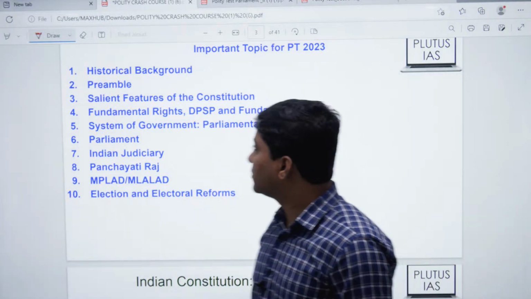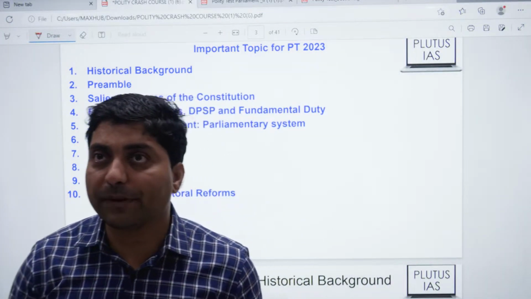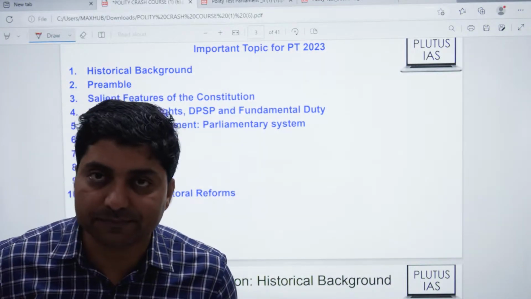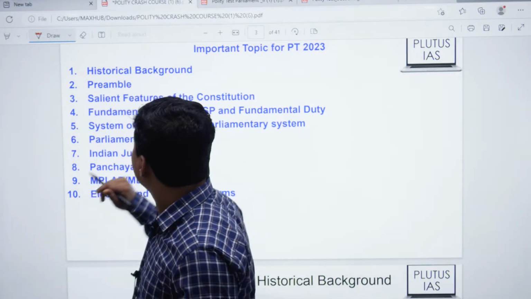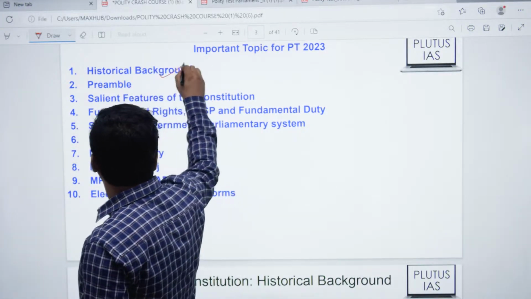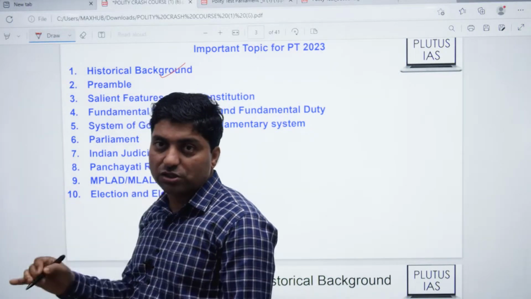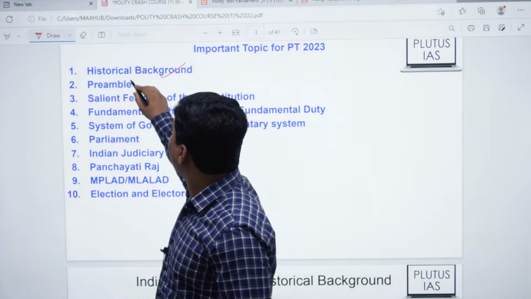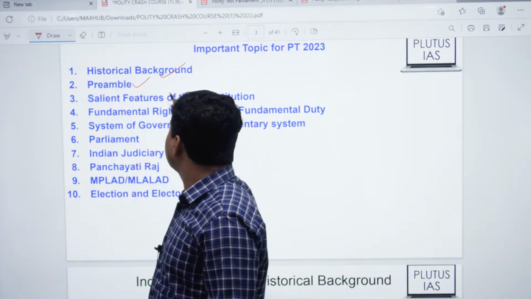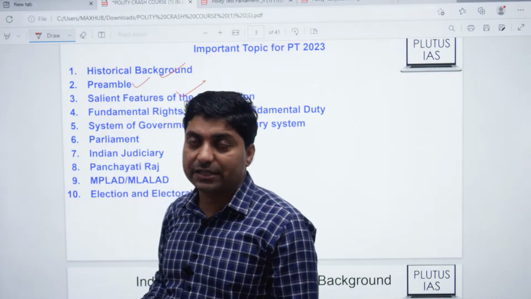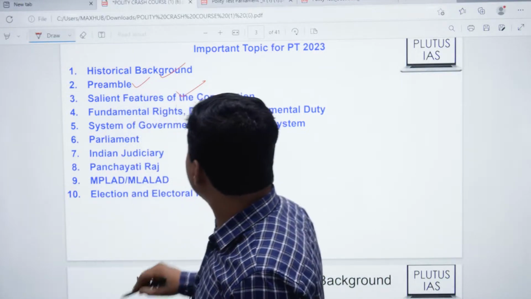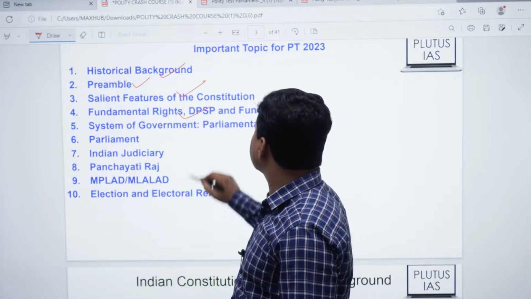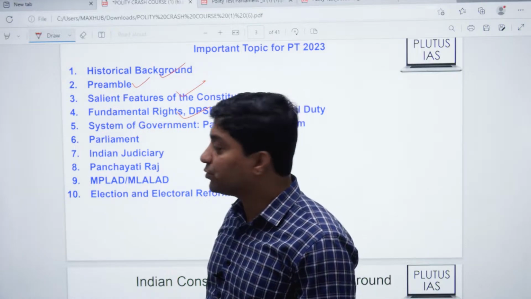If you look at important chapters, important topics for PT 2023, there are 10. First is the historical background of the Indian Constitution. You focus on this chapter. Then you focus on the preamble. Then salient features of the Indian Constitution. Then fundamental rights, DPSP and fundamental duty.